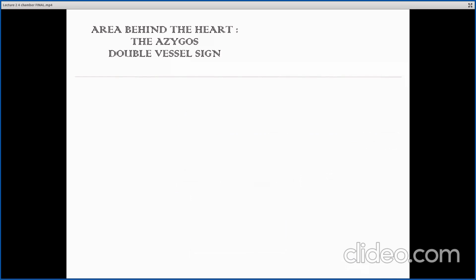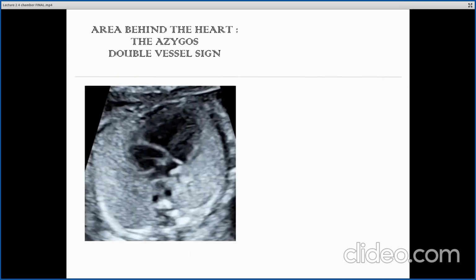Another abnormality of the area behind the heart is the double vessel sign, which we saw in the discussion on the abdominal situs. So in the four-chamber view here, we can see that between the left atrium and the spine, we see this sign, the double vessel sign. Normally, you find only one single black dot, which is a descending aorta. But here we see two. And the second one, which is posterior, is the dilated azygos vein.